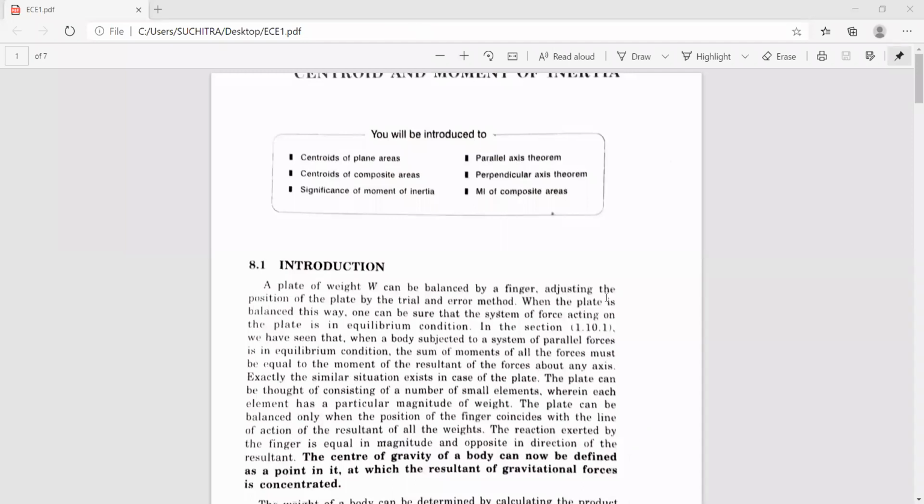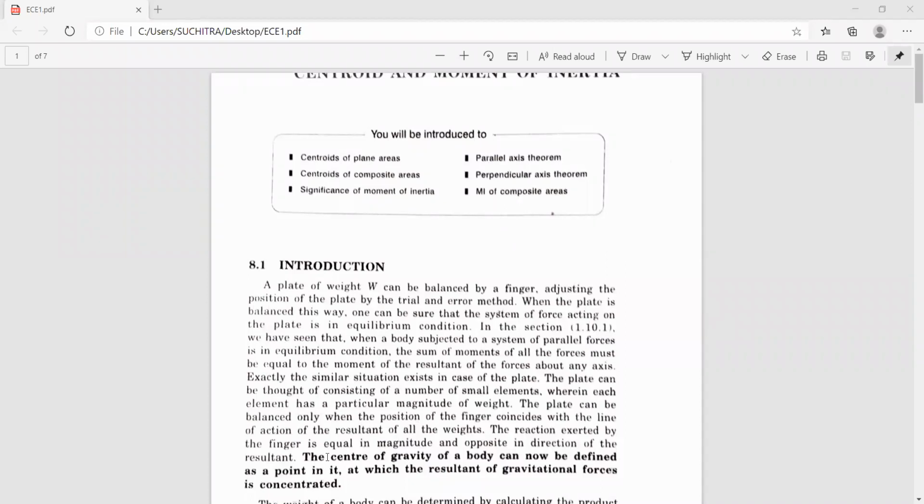So suppose you consider a book or any plate, it can be divided into a number of small fragments or segments, and each of these fragments has a certain weight, and each of these weights acts at the center of such individual figures. So the system of forces forms a parallel system of forces with reference to any one of the axes. That is the introduction of the centroid.